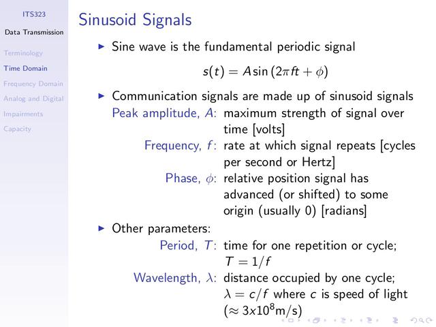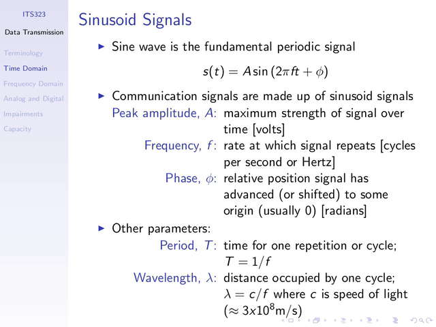So this sinusoid signal has 3 variables. The amplitude, the maximum signal strength; the frequency of that signal, f, where pi is a constant and 2 is a constant; and the phase of that signal. The peak amplitude is the maximum signal strength over time. Frequency is the rate at which the signal repeats. So we saw that before. If we have some period, the frequency is the inverse of that period.